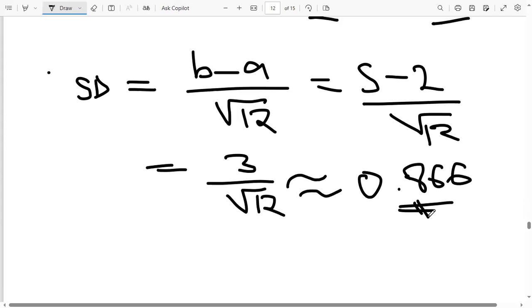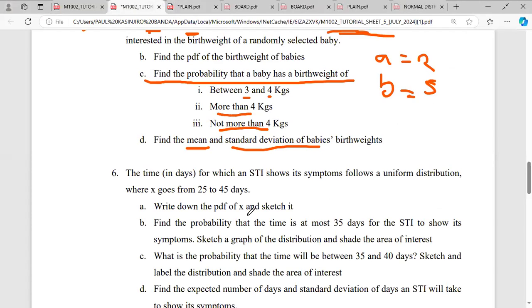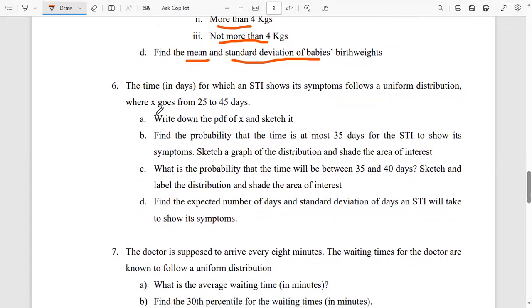Okay. So under uniform distribution, guys, the questions will always be very simple. The only bad part is that you have to master all the formulas. Master the formula for the PDF, for the CDF, for the mean, and for the standard deviation. Meaning when they ask for the variance, you just square the standard deviation. All right. So let's look at question 6. I'm sure it's also on the uniform distribution.